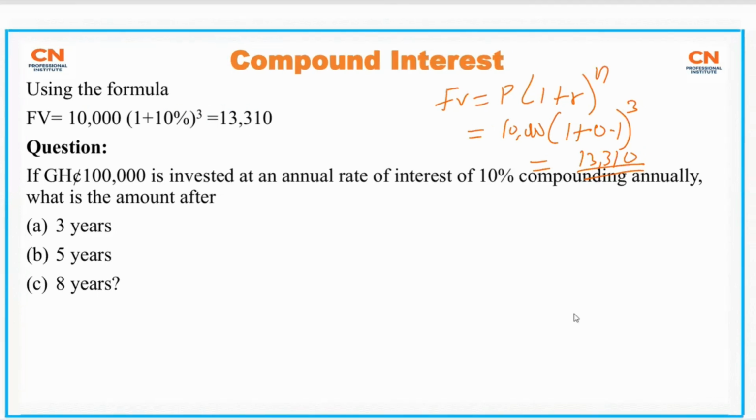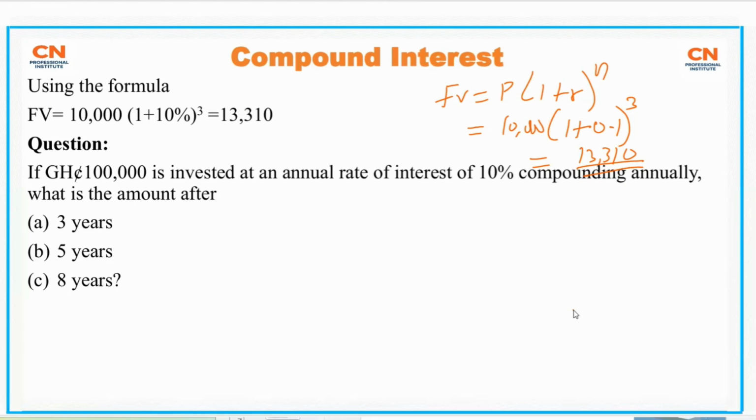It says, if 100,000 Ghana cedis is invested at an annual rate of interest of 10% compounding annually, what is the amount after 3 years? That's A. B is after 5 years, and C is after 8 years.